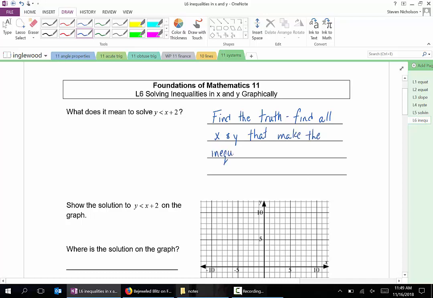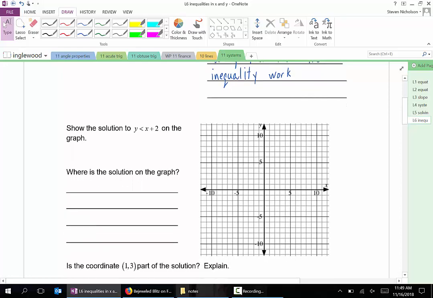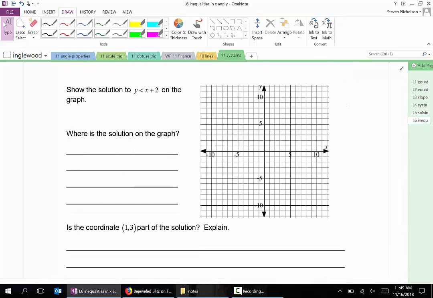In this inequality, we're looking for all the values of x and y that make the left-hand side less than the right-hand side. It really doesn't matter what the left-hand side is, what the right-hand side is. That's what that says. So let's go ahead and show the solution on the graph.